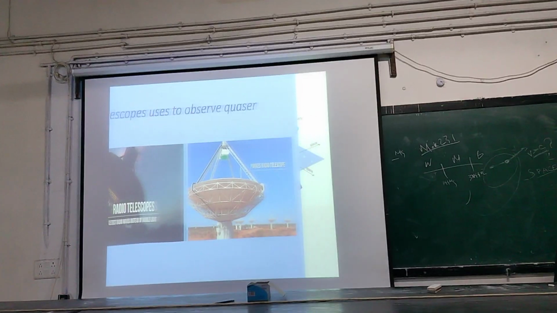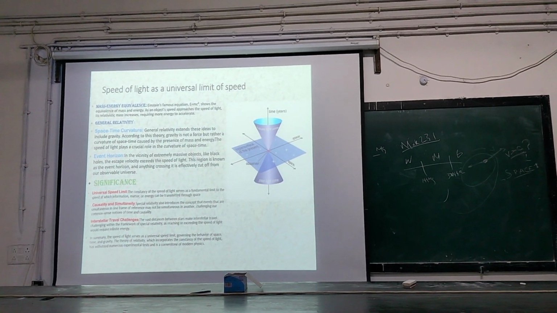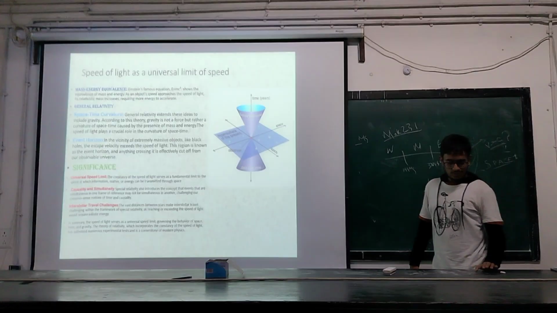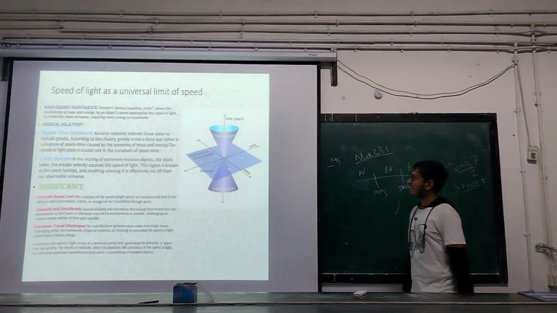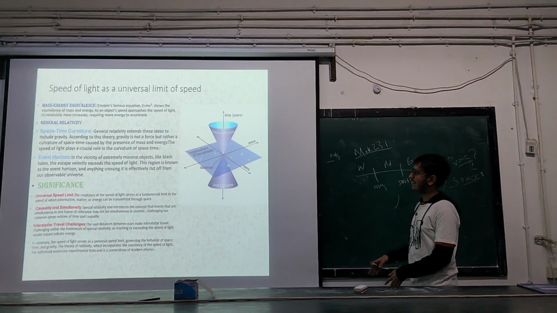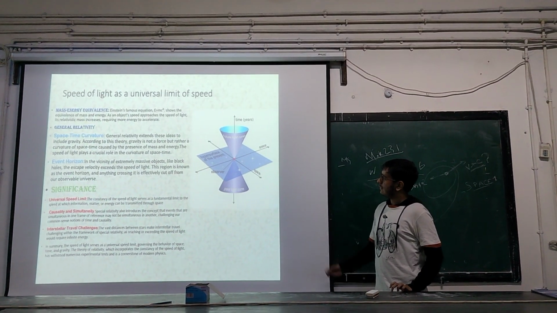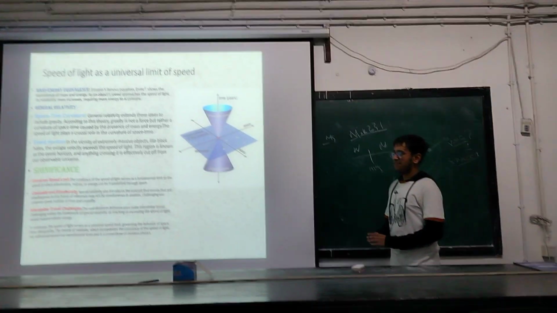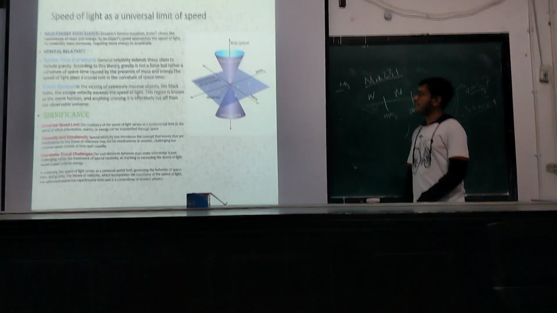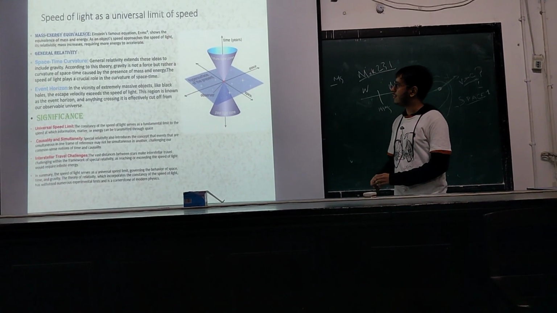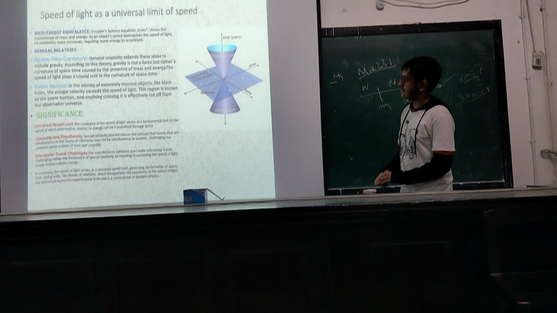So after this, I call Kazim to continue. As we all know, the speed of light is the universal limit of speed. That is, so far as we know, nothing can actually exceed the speed of light in vacuum. From this assumption, we have the theory of relativity, special relativity and general relativity, which are based on it.